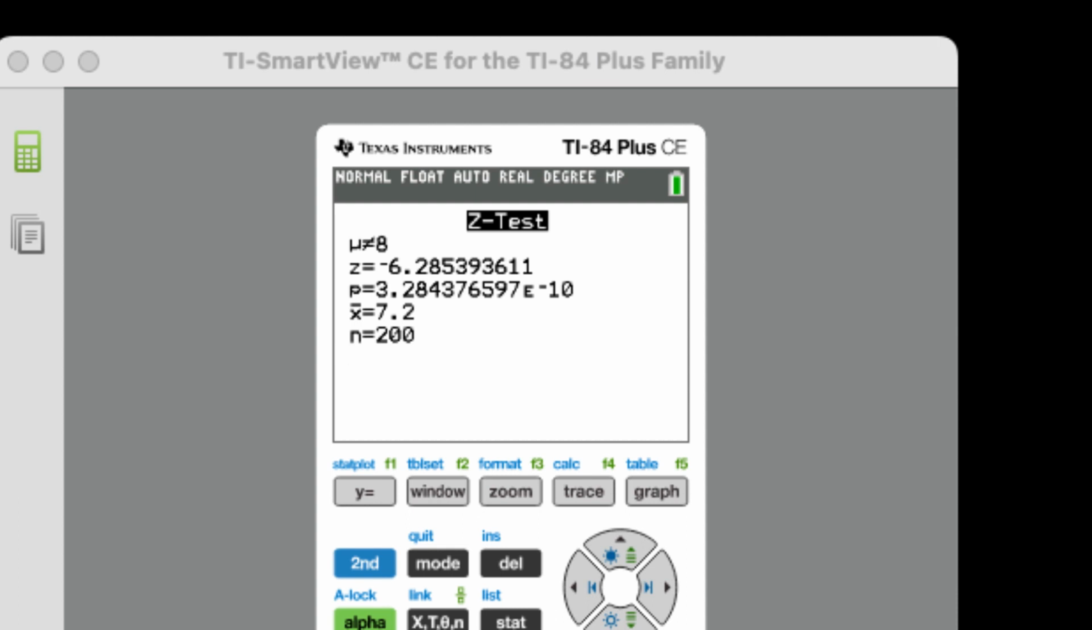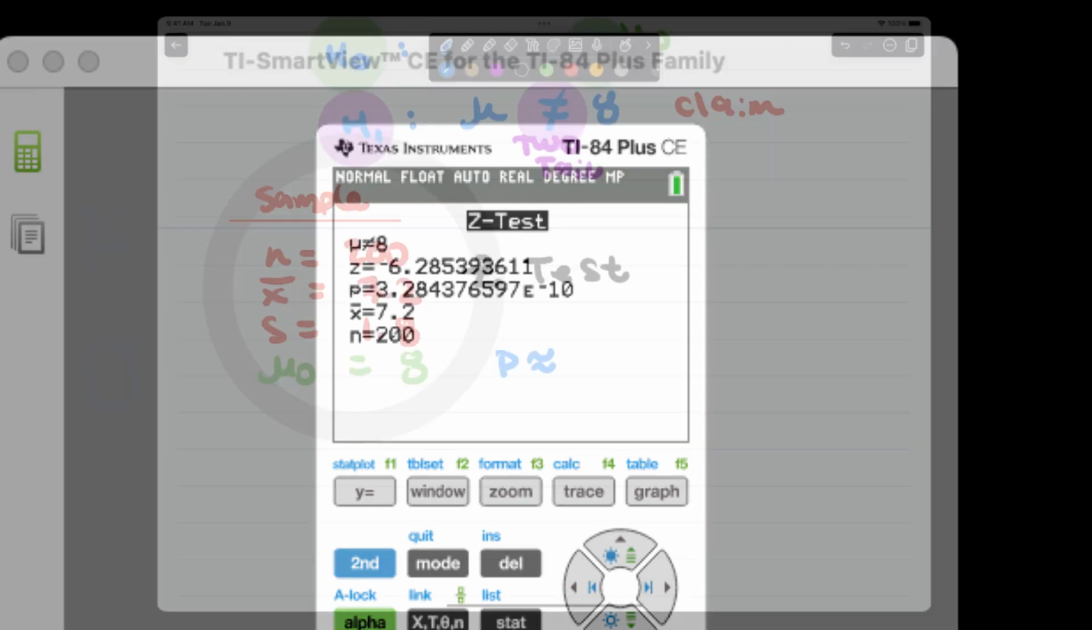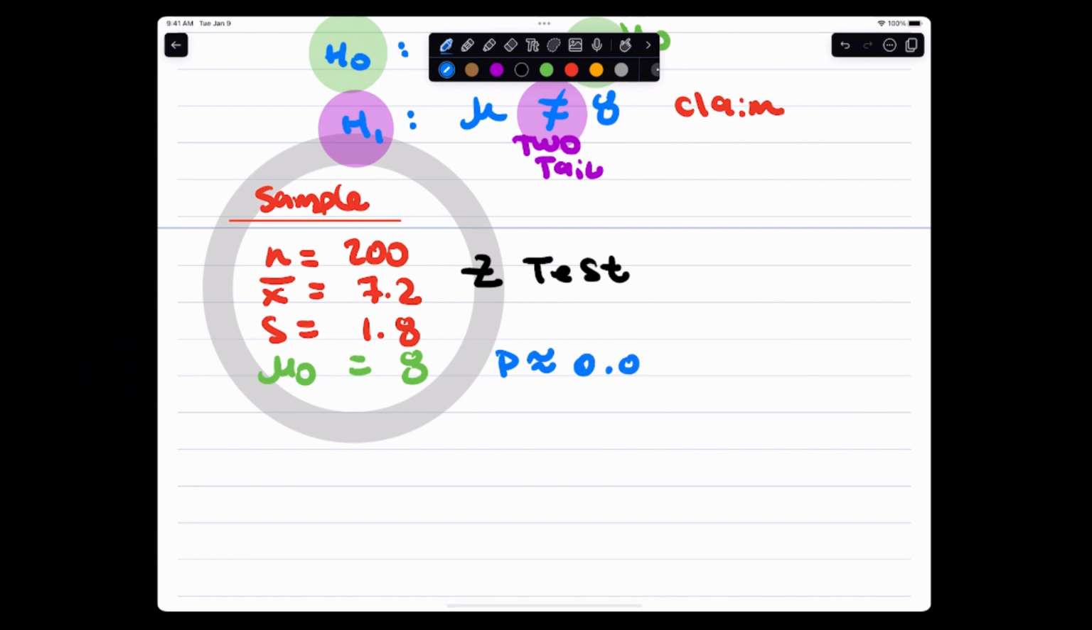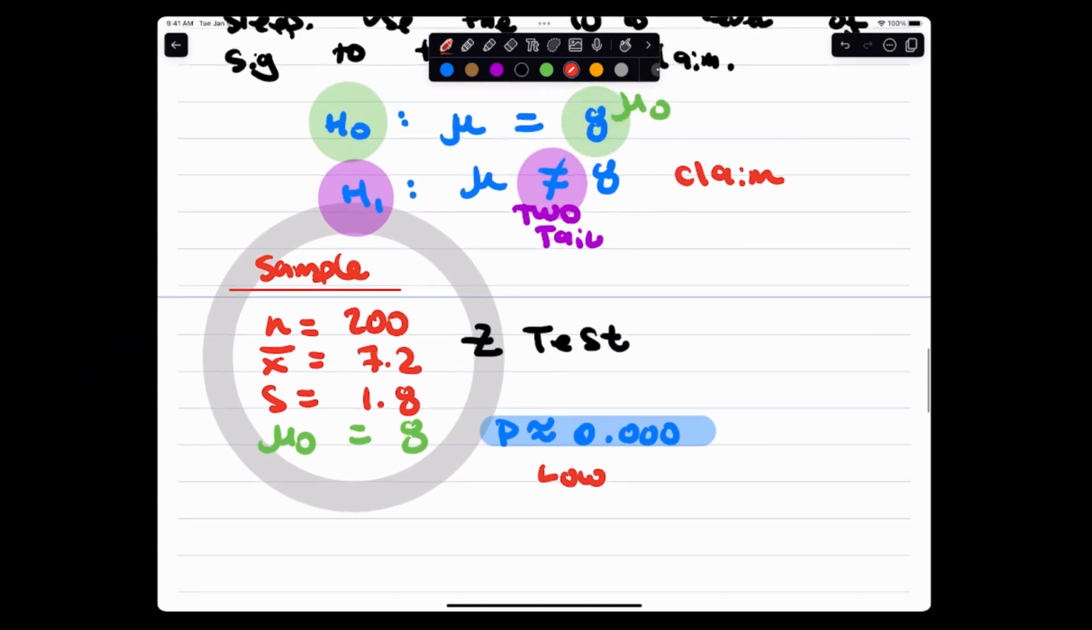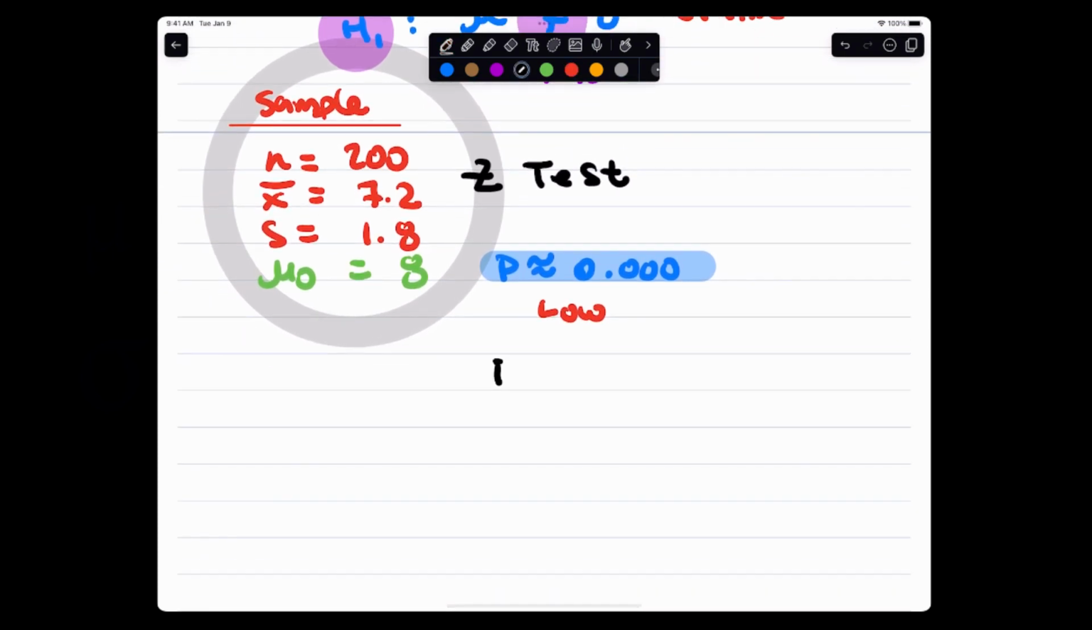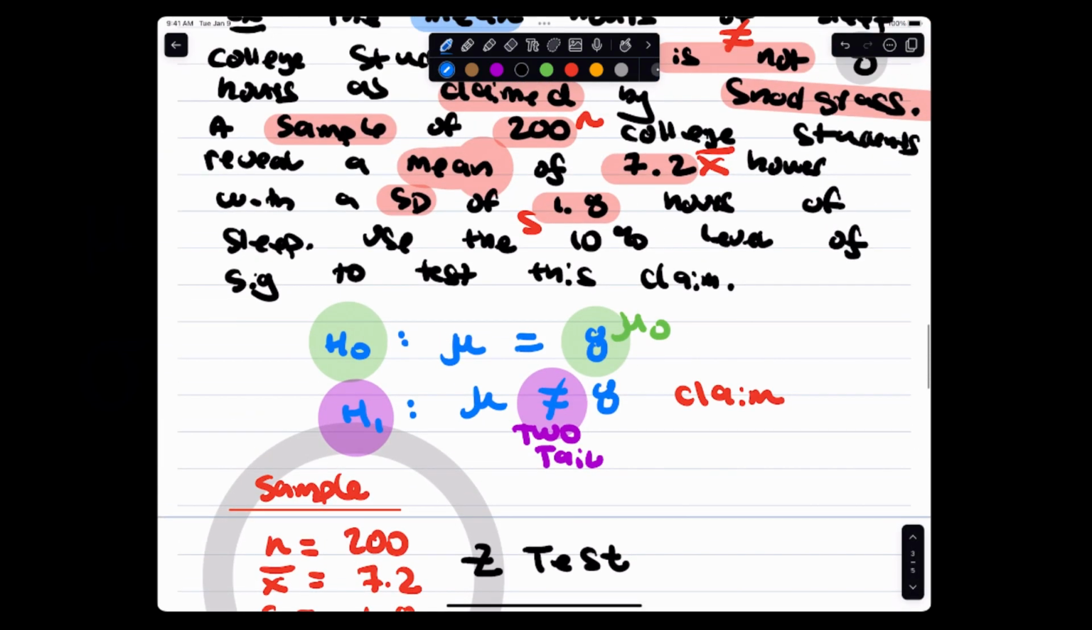What's the p-value? It's 3.284 times 10 to the minus 10. That means move the decimal 10 spaces to the left, okay? What does that actually mean? It means your p-value is approximately 0. Is that p-value low? It is low. How do I know it's low? It has to be smaller than alpha. It sure is, because that 0 is less than, hey, what is alpha anyway?